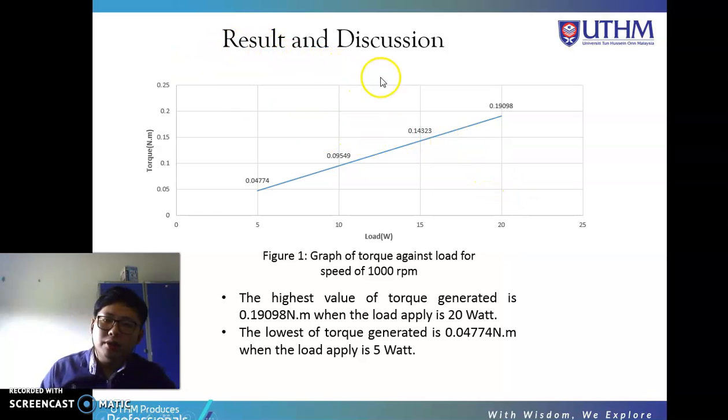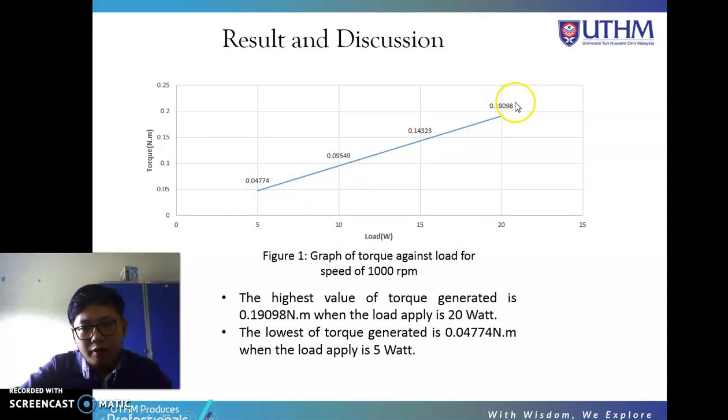Next is the result and discussion. From figure 1, it is showing the graph of torque against load for a speed of 1000 rpm. From this graph, the highest value of torque generated is 0.19 Newton meter when the load applied is 20 watt, and the lowest torque generated is 0.04774 Newton meter when the load applied is 5 watt.